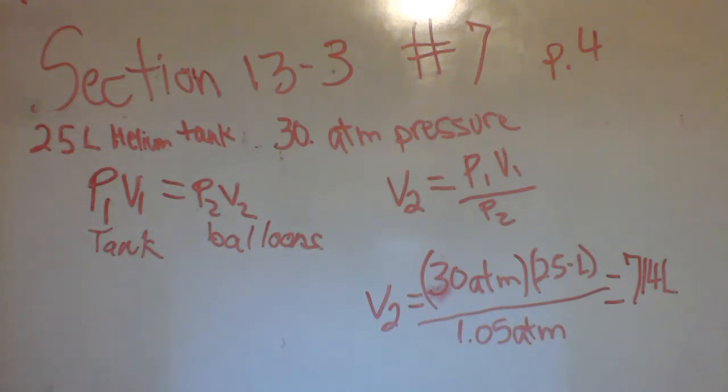The problem told us that each balloon can hold 2 liters of helium. So we have to find out how many 2-liter balloons are in 714 liters. So I divide the 714 liters by 2 liters. So 357 balloons can be filled with this particular tank of helium.